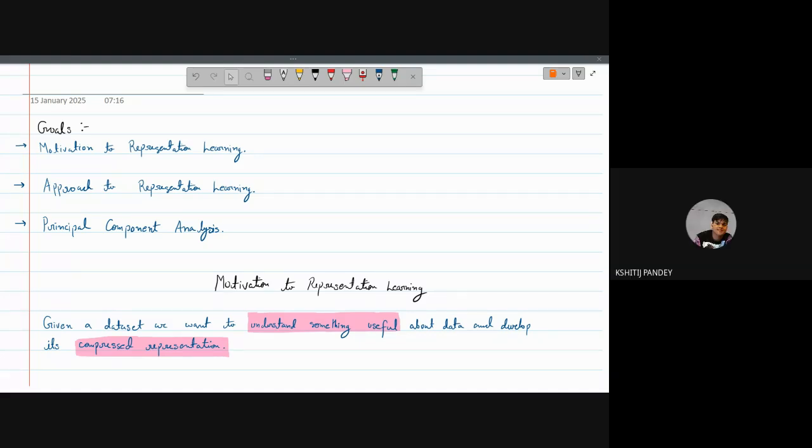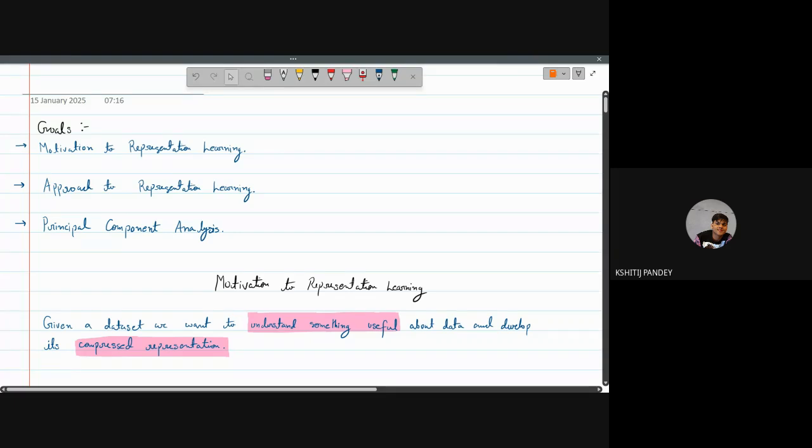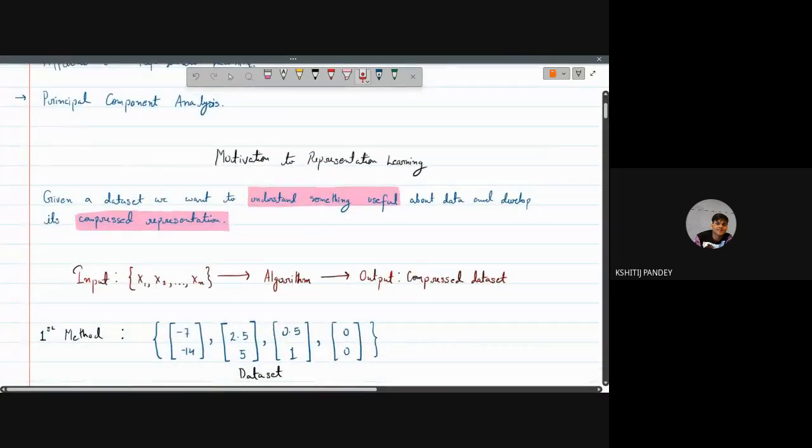So whatever we do today, first of all, we'll start with a revision of the last session. We started representation learning in the last session, so we will revise that, and then we'll continue our discussion. No problem if you weren't there in the last session, we'll cover everything. So let's start with the motivation of representation learning.